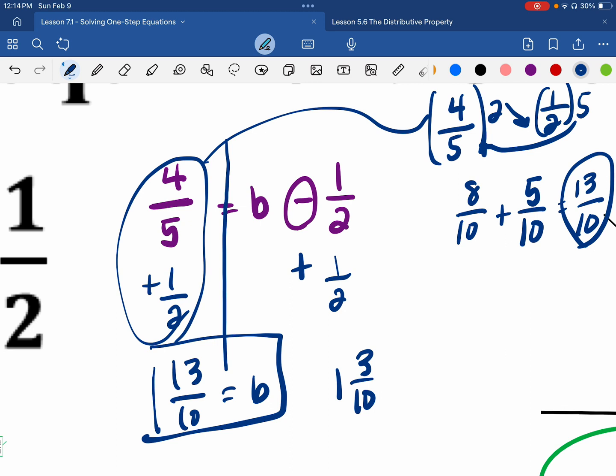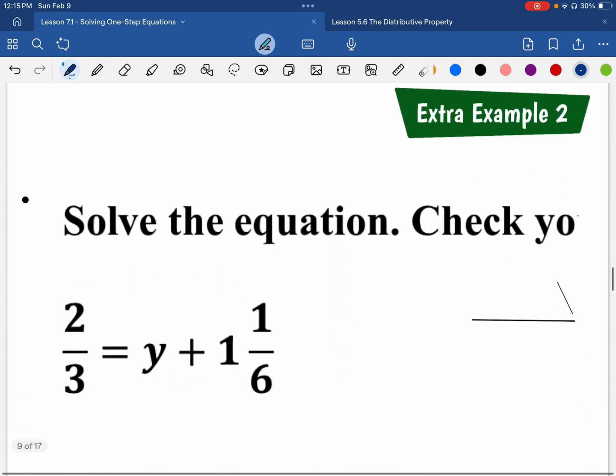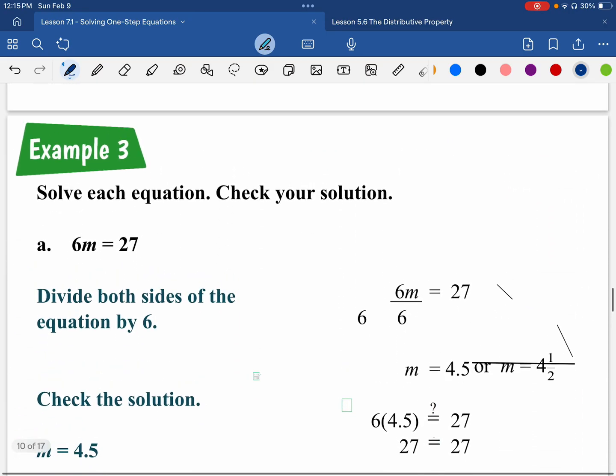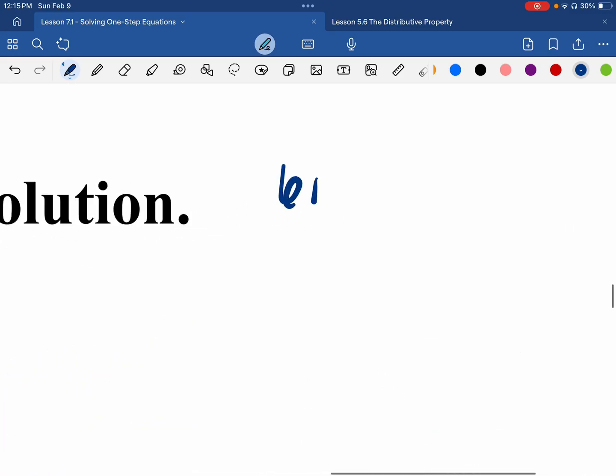Both answers are 100% acceptable, and that would be the solution to the equation 4/5 is equal to b minus 1/2. Okay. Let's take a look at one that's not addition or subtraction to see how that works. Let's go down here. Okay, so this one is starting out 6m is equal to 27.